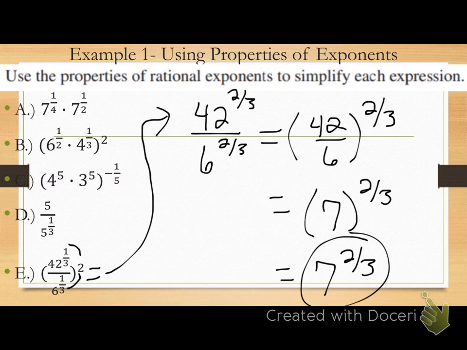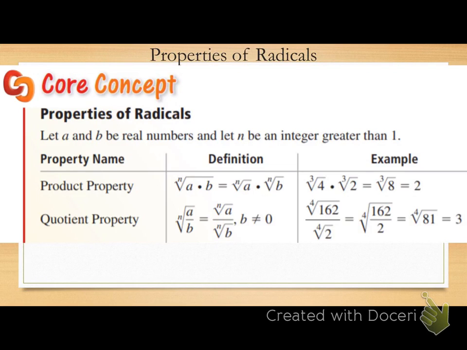Okay. Any questions on any of our examples on example 1? Can I move on? Properties of radicals. Let A and B be real numbers, and let n be an integer greater than 1. So we have our product property of radicals. If I have the nth root of A times B, then I can split them up into their own radicals. So it's the nth root of A times the nth root of B.